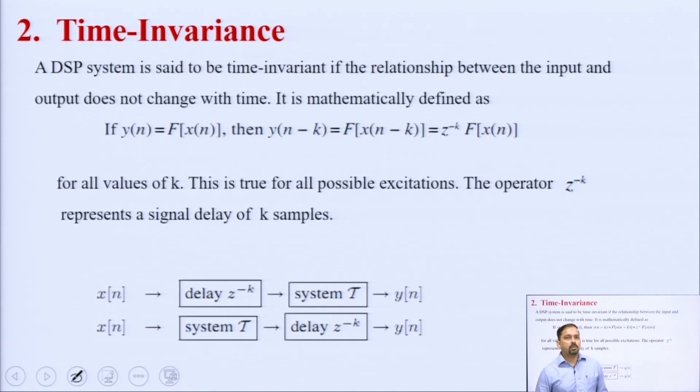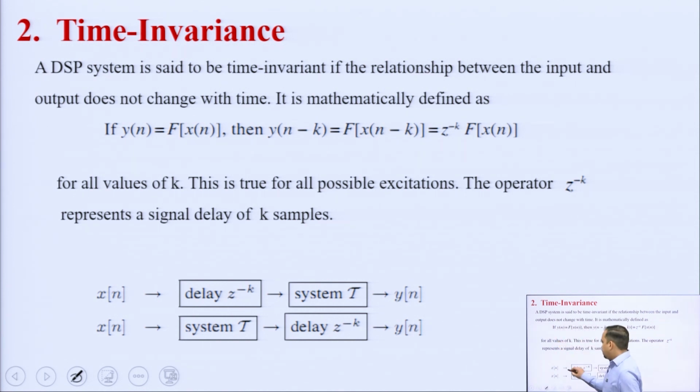So I am just going to the next slide, which is how we can check the time invariance of the system. Time invariance is a bit different as per the definition. A system is said to be time invariant if the time shift in the input signal results in an equal time shift in the output. That is why it is known as time invariant. Otherwise, the system is said to be time variant.